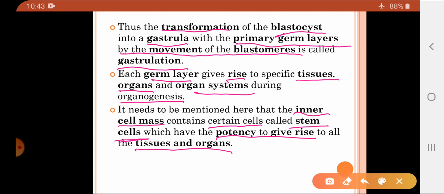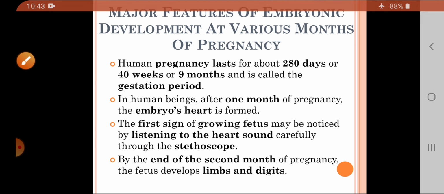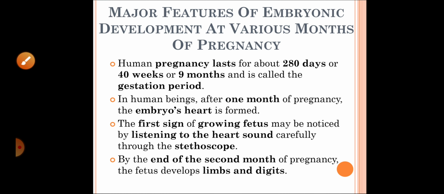So basically some cells of the inner cell mass are the stem cells, and these stem cells have the potency to form all the tissues and the organs. Now, the major features of the embryonic development at various months of the pregnancy. What structures are developed in the various months of the pregnancy? What are the embryonic structures developed at the various stages of the pregnancy?